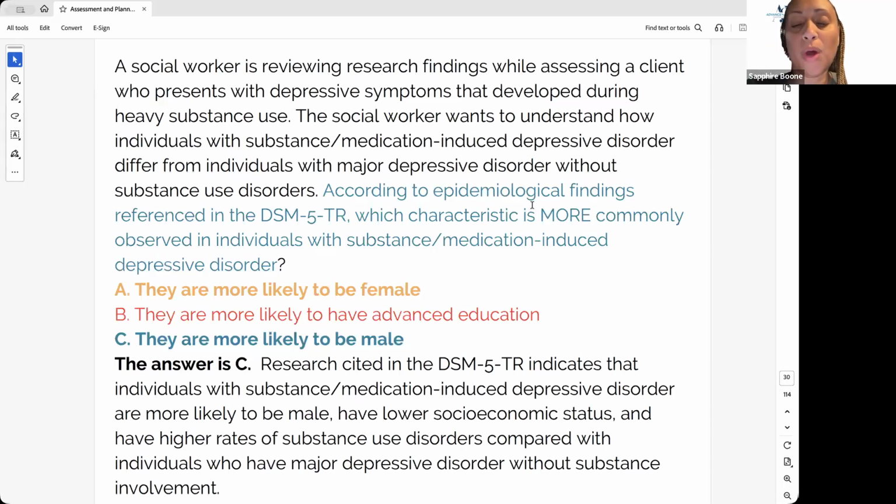And so the research cited in the DSM-5, they have a prevalence section typically before you get to the criteria, and it'll tell you some nuances about how this presents in certain categories. And so individuals that have substance or medication-induced depressive disorder are more likely to be male, have a lower socioeconomic status, and have higher rates of substance use disorders compared with individuals who have major depressive disorder without substance involvement. And so I just wanted to give you an example of that type of question.